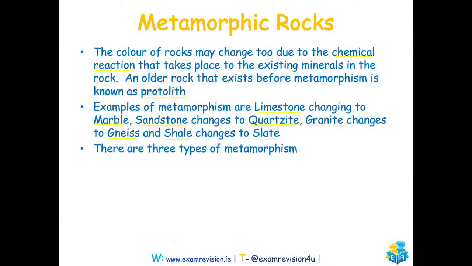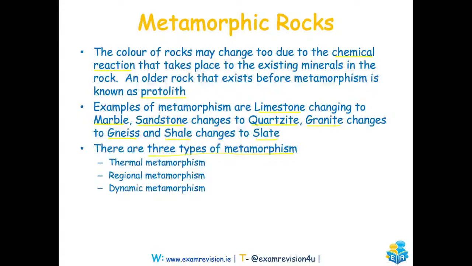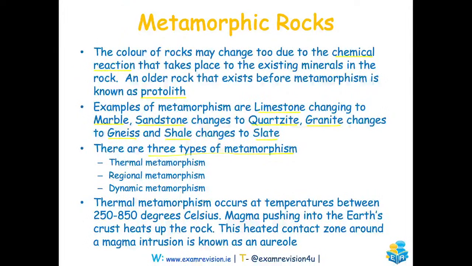There's 3 types of metamorphism. The first type is thermal metamorphism, the second is regional metamorphism, and the third is dynamic metamorphism. Thermal metamorphism occurs at temperatures between 250 to 850 degrees Celsius. Magma pushing through the Earth's crust heats up the rock. This heated contact zone around a magma intrusion is known as an aureole.